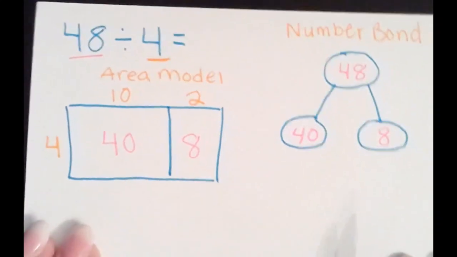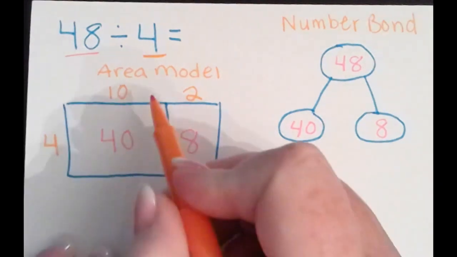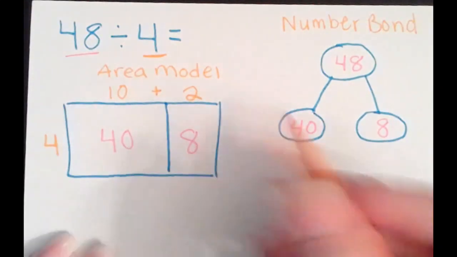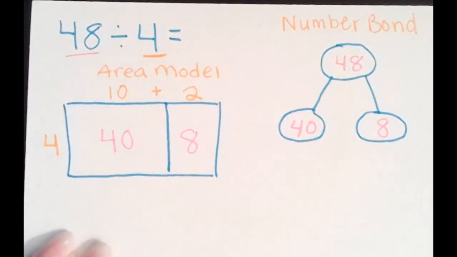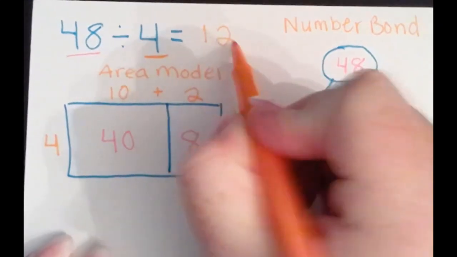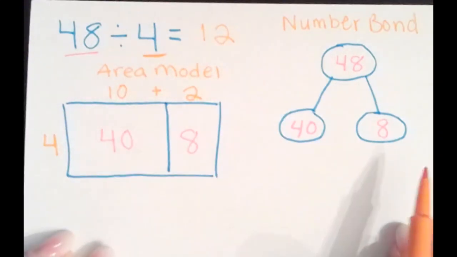Now, just like when we did our area model for multiplication, I have to add those two parts up here together, the 10 and the 2. So 10 plus 2 is 12. That means that 48 divided by 4 is 12.